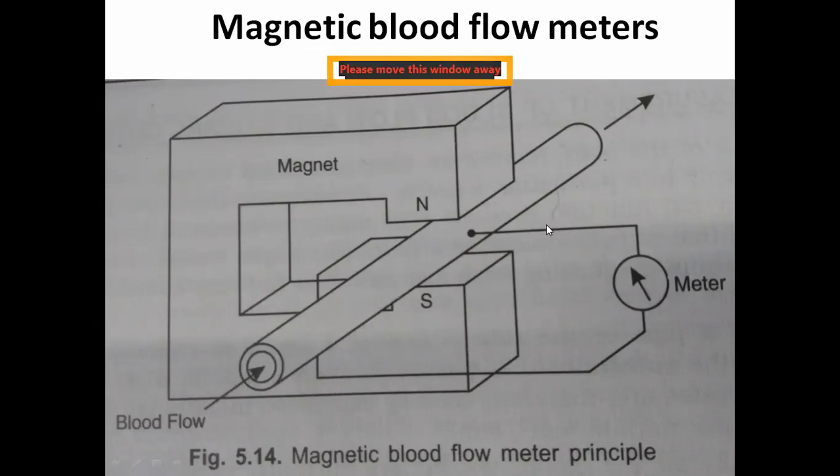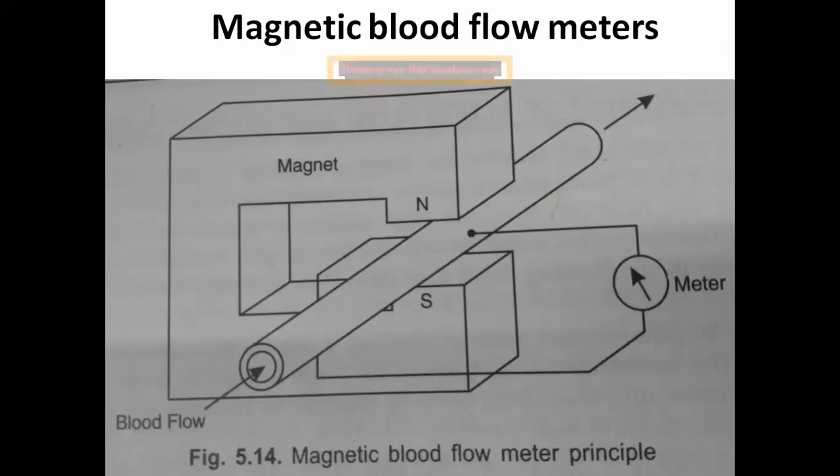Here the generated voltage will be measured by using a deflection meter. This deflection meter shows the generated voltage, and this generated voltage is proportional to the blood flow rate in the blood vessel. So the value shown in the meter reflects the blood flow rate in the vessel, and we can directly read the value. This is the basic principle involved in a magnetic blood flow meter.